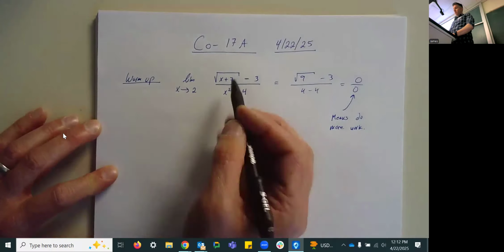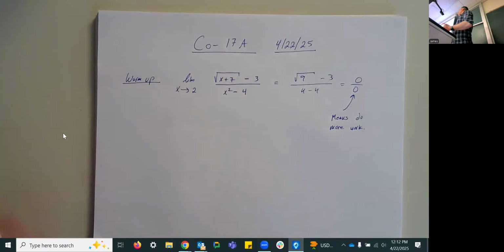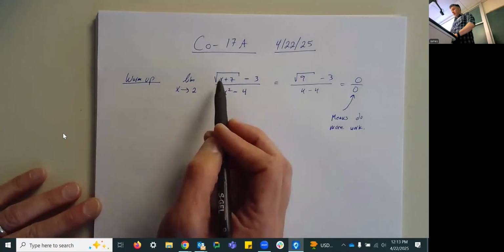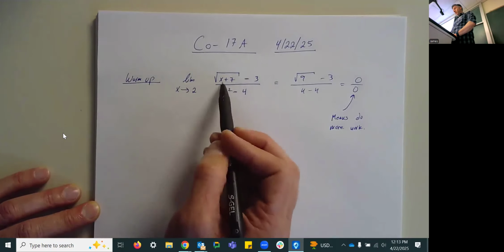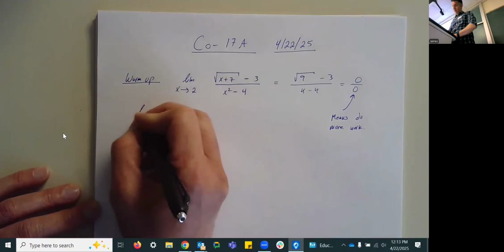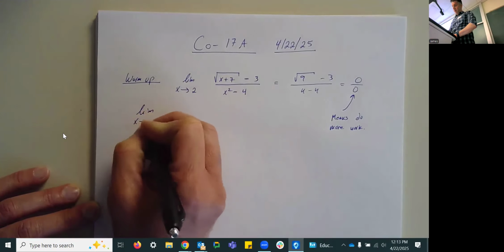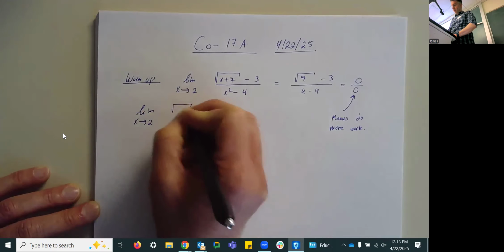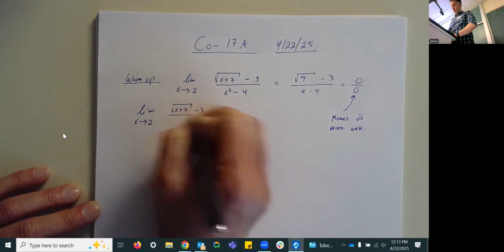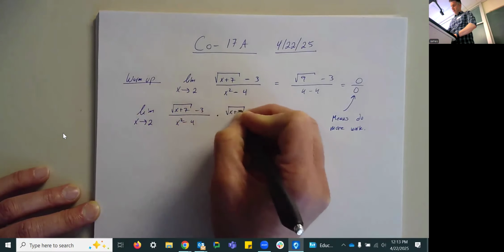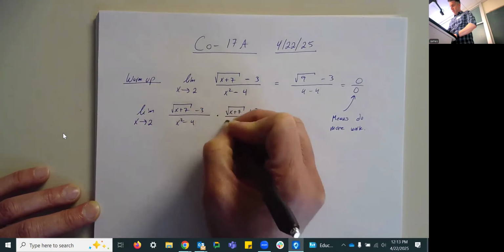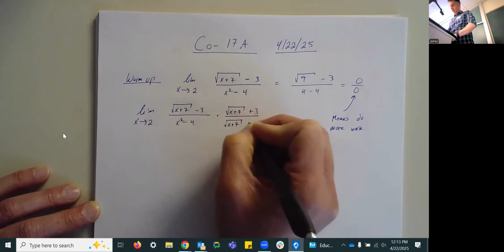So in this case, when you see a square root, almost all the time, if you have a 0 over 0 limit, that means we're going to multiply by the conjugate of the radical thing. And the conjugate is just the same thing, except we change the middle connecting sign. So the conjugate of the square root of x plus 7 minus 3 is the square root of x plus 7 plus 3. So we're going to do the limit as x approaches 2 of the square root of x plus 7 minus 3 over x squared minus 4 times the square root of x plus 7 plus 3 over the same thing, the square root of x plus 7 plus 3.